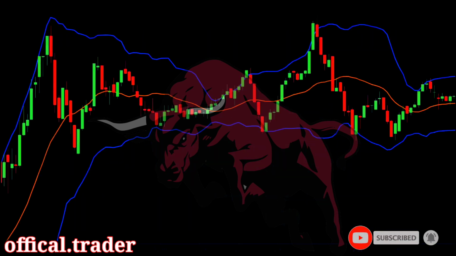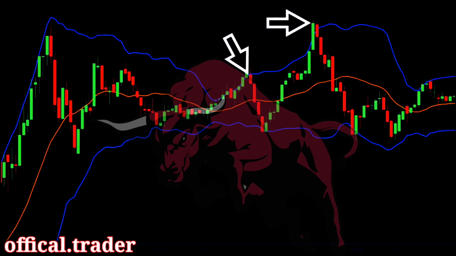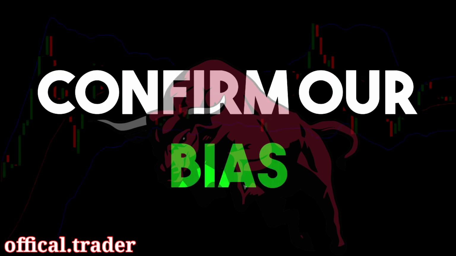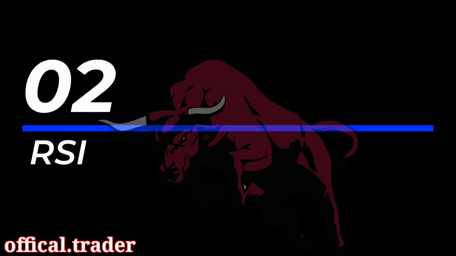This means that we will look for selling opportunities when the price is near or above the upper band. And we will look for buying opportunities when the price is near or below the lower band. Then we will look at the second indicator to confirm our bias. The second indicator in our strategy is the RSI.